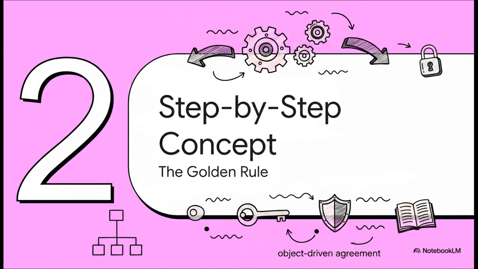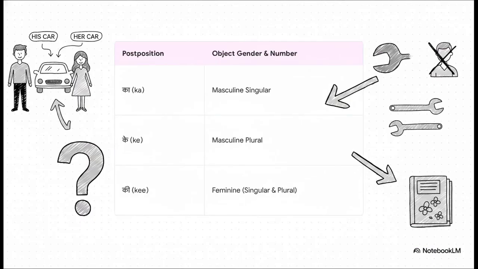Section 2, Concept Step by Step, the Golden Rule of Agreement. Now, what's really interesting about this slide is we're getting into the absolute trickiest part for English speakers, object-driven agreement. Let's look at this matrix together. So in English, if a guy owns a car, it's his car. If a woman owns it, it's her car. The word changes based on the owner, right?